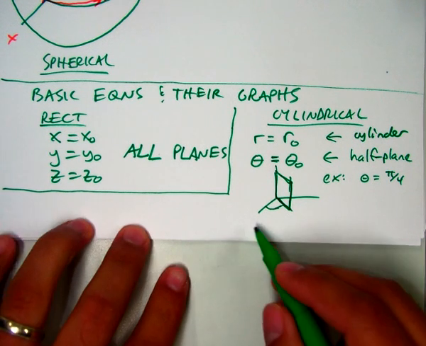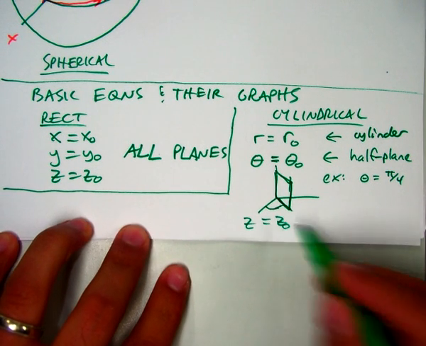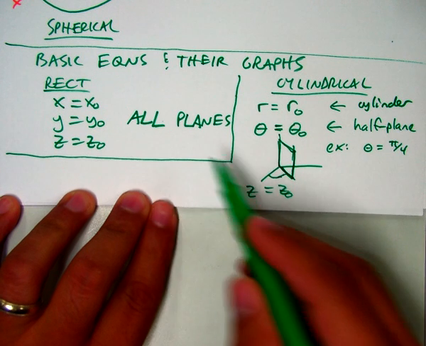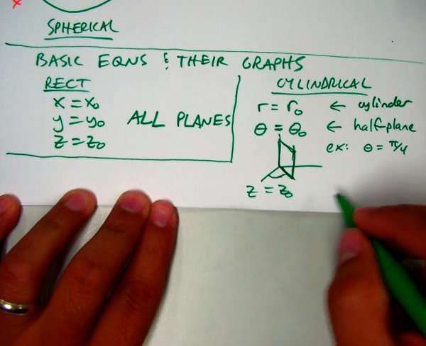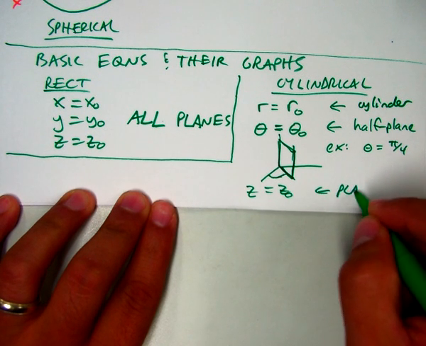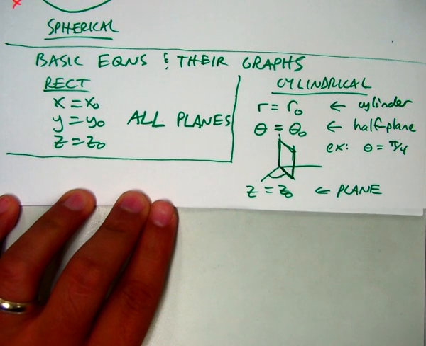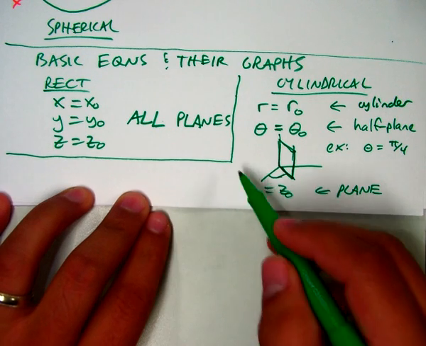And now z equals a constant. Well, we already know what that is from before. This is just a plane. Still the same z as it would be in rectangular, so that's not going to change. Okay?